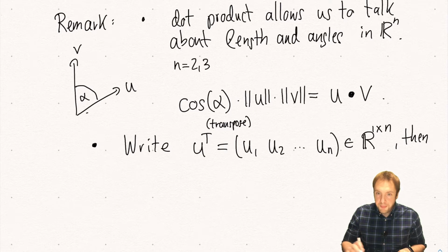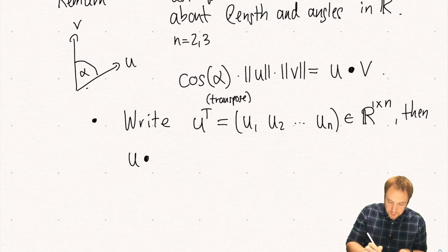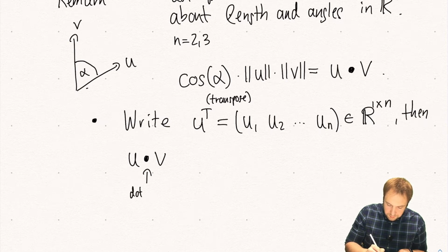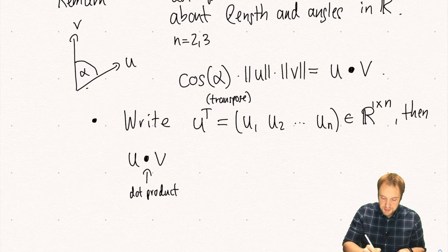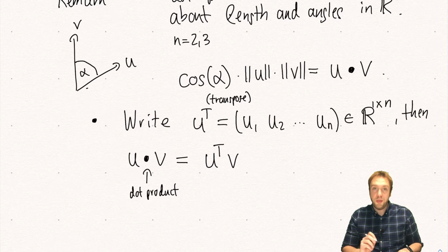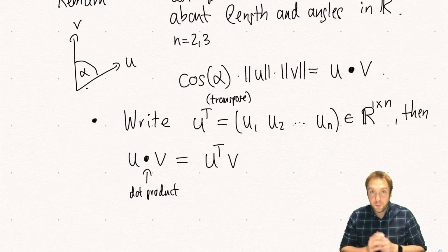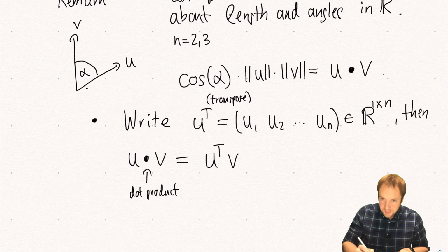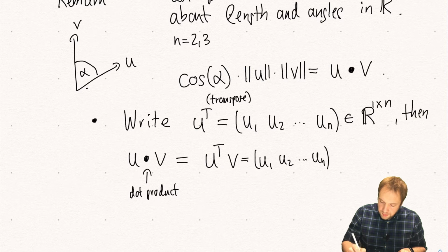And with this, we can write the dot product of u with some vector v in a different way, because u^T, which is a 1 times n matrix, I can multiply with a vector of size n, and the result will be a 1 by 1 matrix. So in other words, this is just a number. But let's write this down. So this is this matrix times this vector.